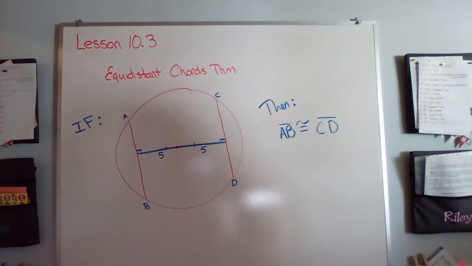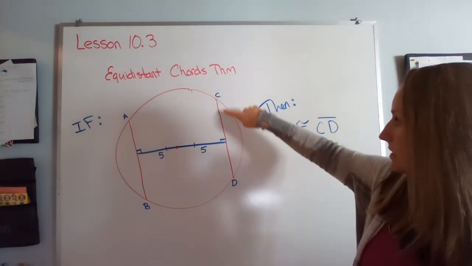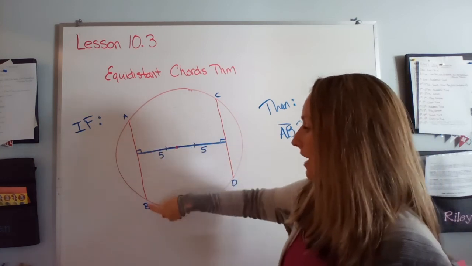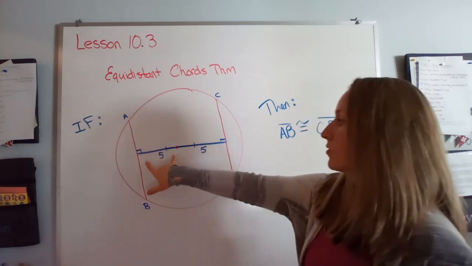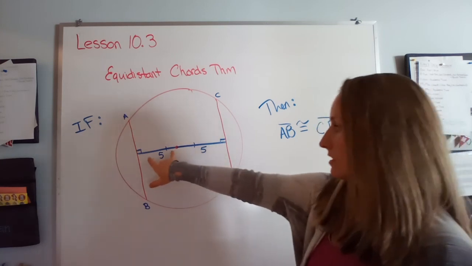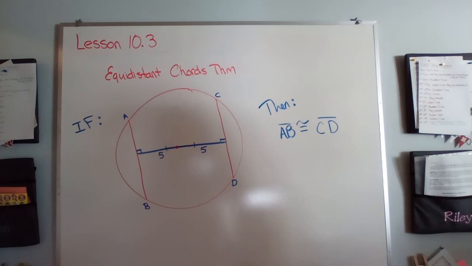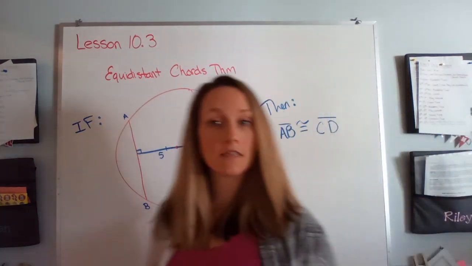The converse, because it was an if and only if theorem, the biconditional statement, is true as well. If you're given that this length CD is equal to this length AB, then you know that the distance from the center is congruent. So you would know that this little segment is congruent to that little segment. And that is our quick and easy lesson for today.